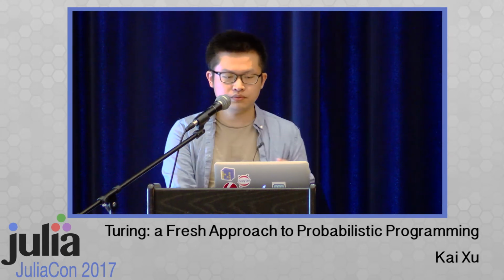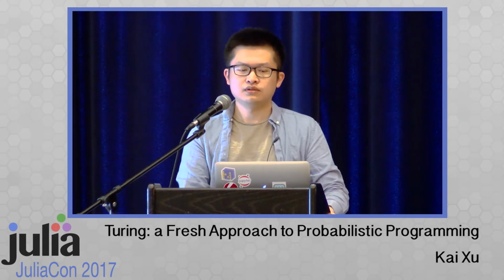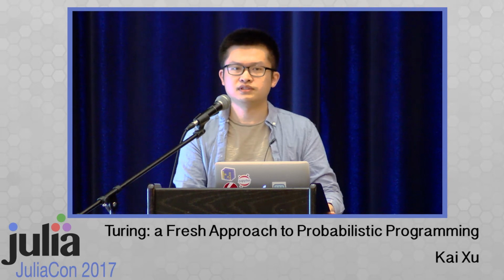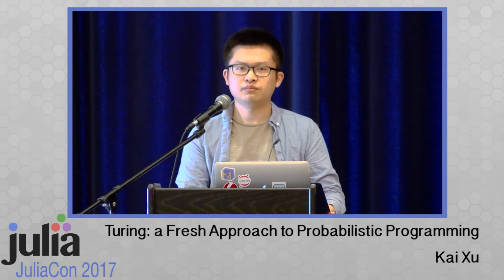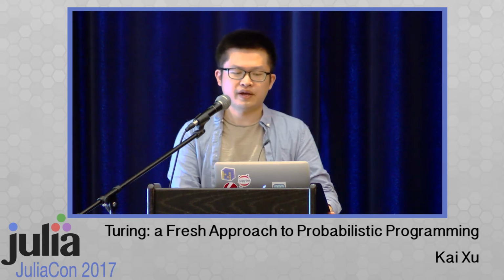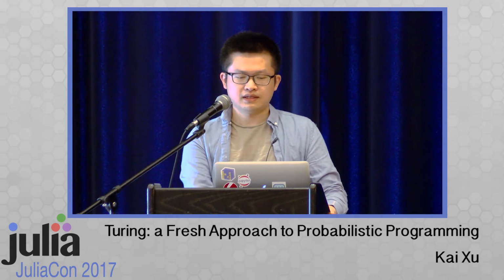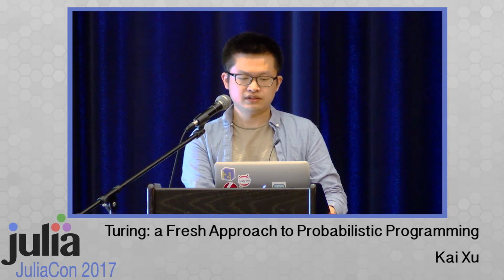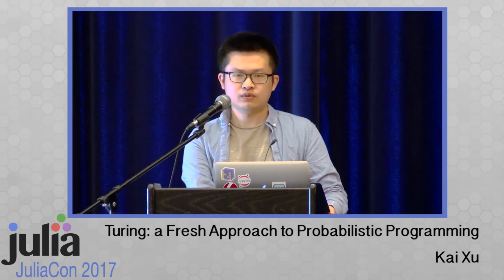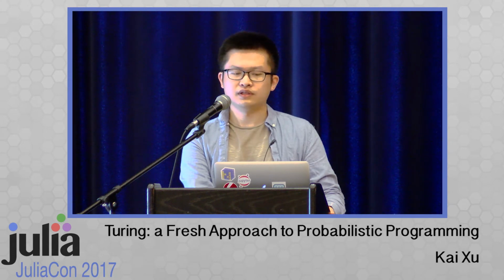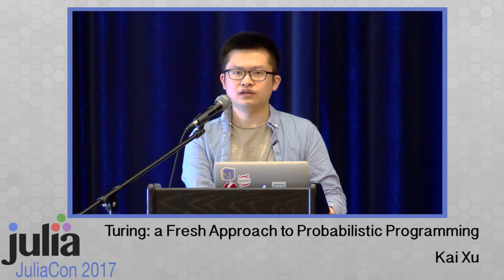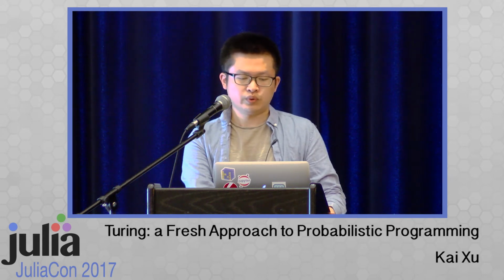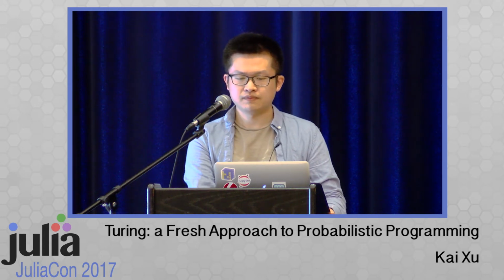So how Turing works in a bit more detail: the key machine learning idea here is Bayesian inference, which is a general framework for probabilistic modeling. And Turing automates this by using sampling algorithms. The key Julia techniques we use are coroutines, which are used in the implementation of particle-based samplers, and AD, which is used in gradient-based samplers.